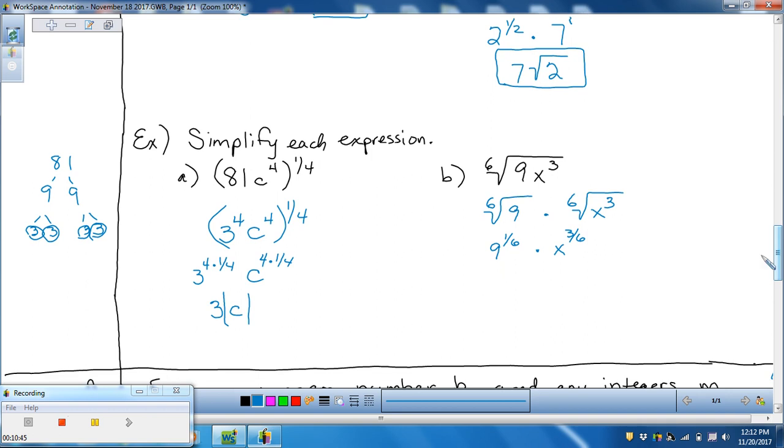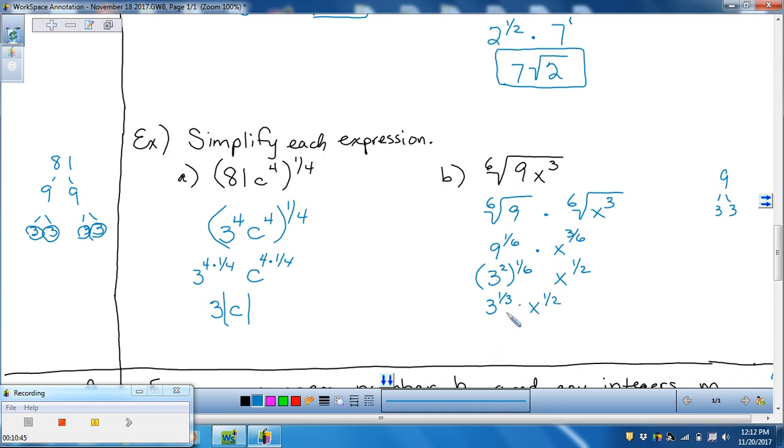Now let's break down the 9. 9 breaks down into 3 times 3. So this will be 3 squared to the 1/6 power. And if I simplify this, this is x to the 1/2. 3/6 reduces to 1/2. Now when I raise my power to a power, 2 times 1/6 will give me 3 to the 1/3. And again, we're multiplying that by x to the 1/2.